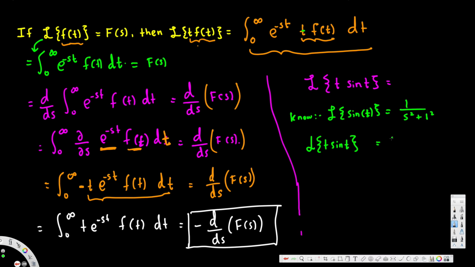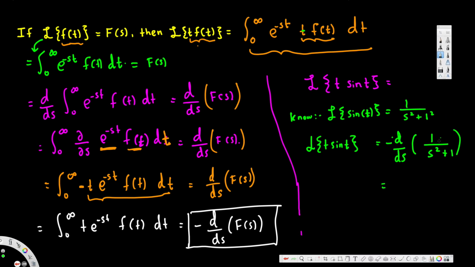Therefore we can say the Laplace transform of t sin t is going to be negative d by ds of the Laplace transform of sin t, that's 1 over s square plus 1, because 1 square is just 1. Instead of writing it like this, we can also write it as negative d by ds of s square plus 1 to the power minus 1. If you take the derivative, the minus multiplies in front and turns into plus, so we have positive, and this remains the same, s square plus 1.